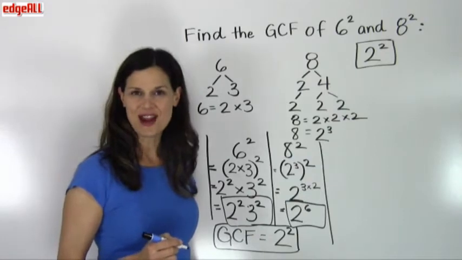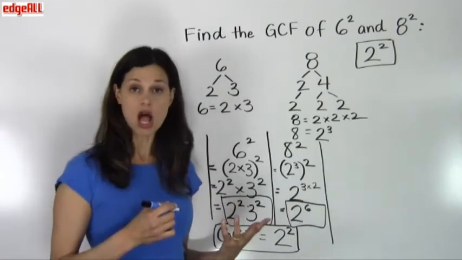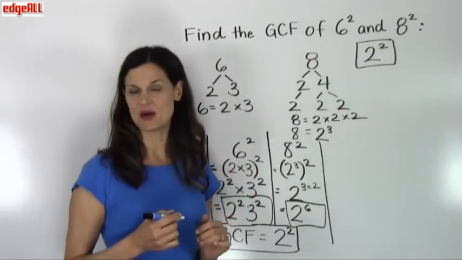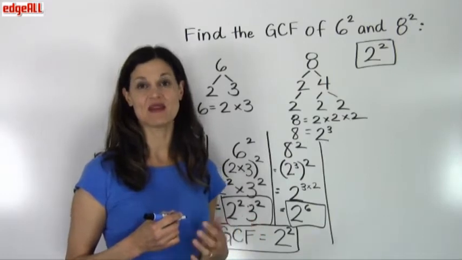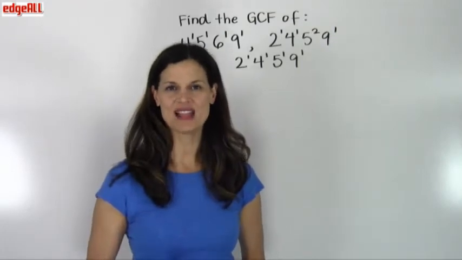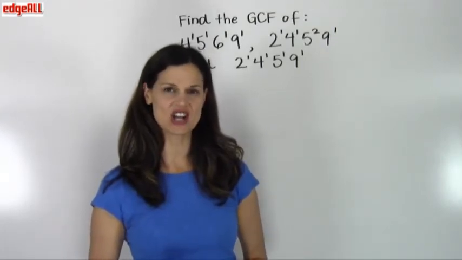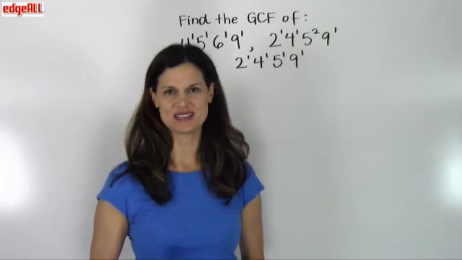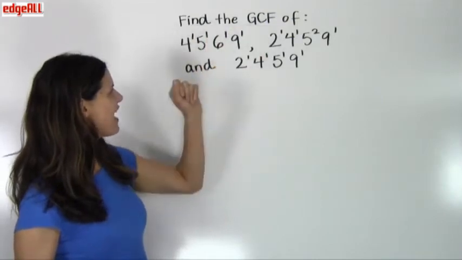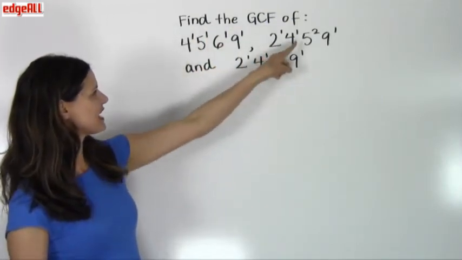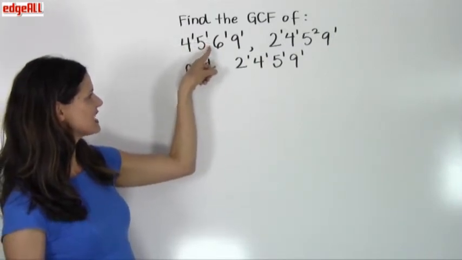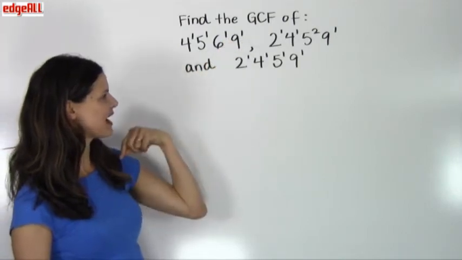Now we know that 2 squared equals 4, so it wouldn't be wrong to report the answer as 4. But when I have my numbers given using exponents, then the expectation is that I'm giving my answer using exponents as well. Let's look at a more complex example of finding the greatest common factor of numbers using exponents. So we are asked to find the greatest common factor of these three numbers. 4 to the 1 power times 5 to the 1 power times 6 to the 1 power times 9 to the 1 power.